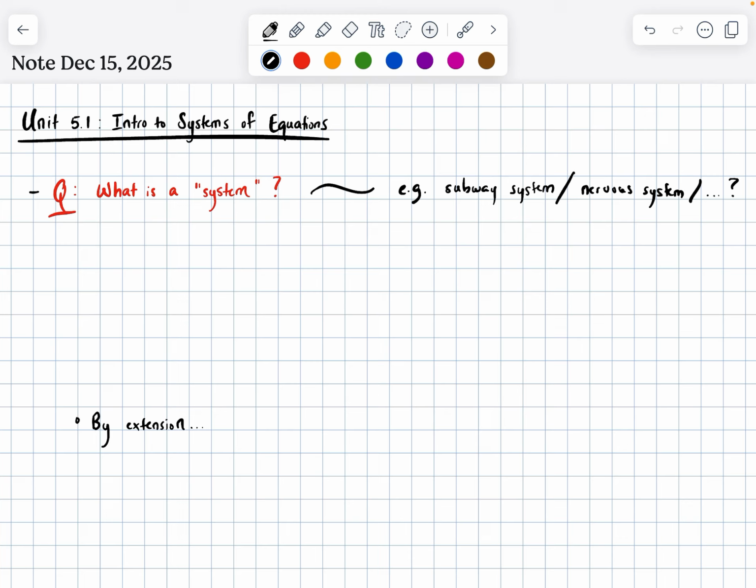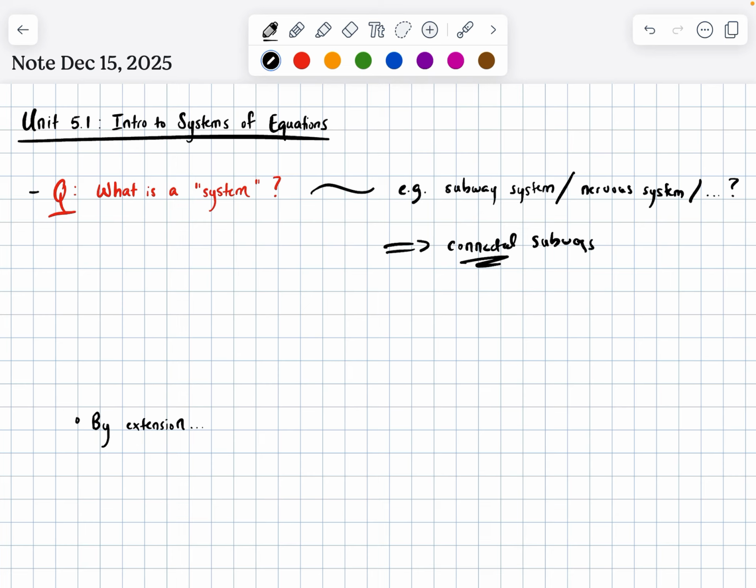If I'm thinking of a subway system, what is it really? Well, it's a bunch of individual trains, but I can transfer between them at different stations, right? So they're connected in some way. The same thing with a nervous system. It's a bunch of individual nerves, but they all come together at different nodes that allows different electrical signals to travel through them. So the idea is that a subway system, or a system of subways, is a bunch of connected subways. They're joined together somehow.